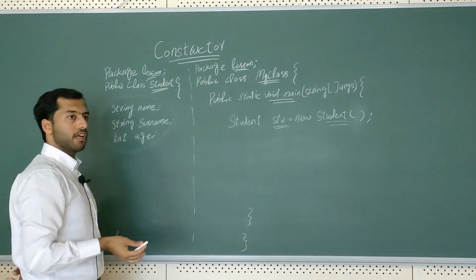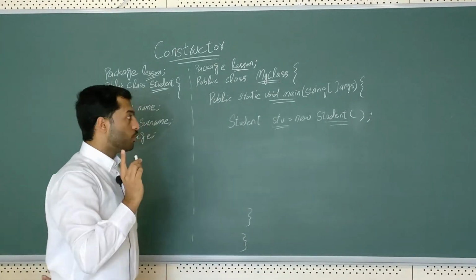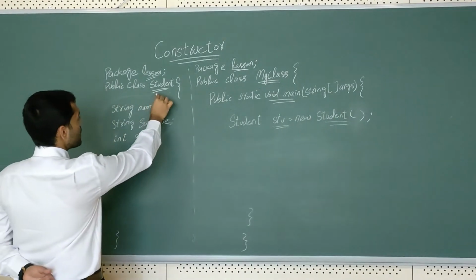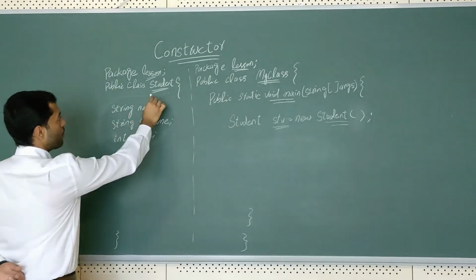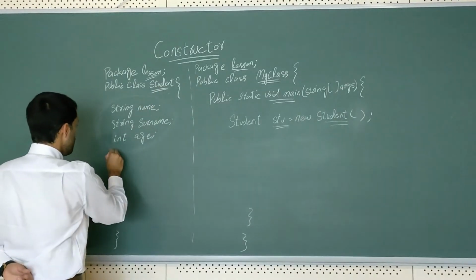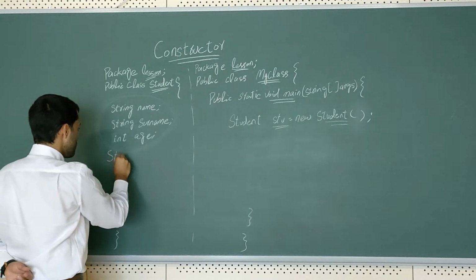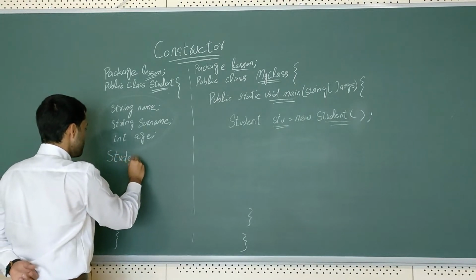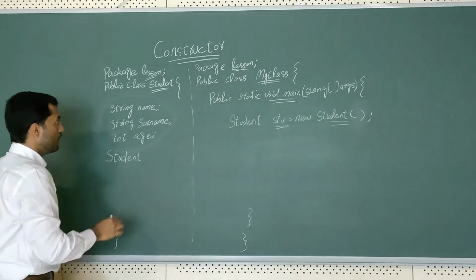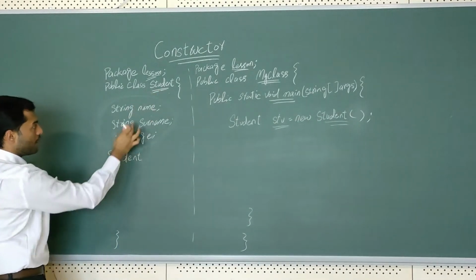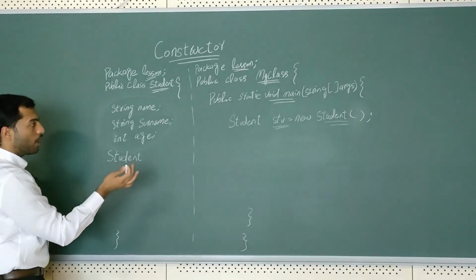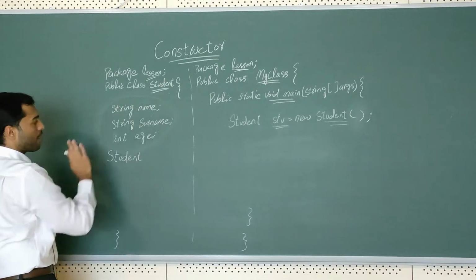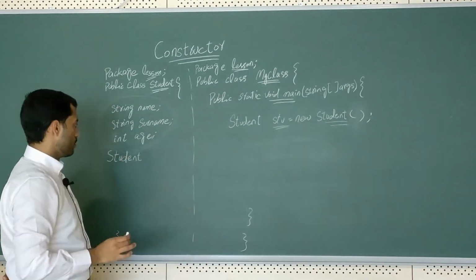So how to create a constructor? Please make sure that to create a constructor, you must give it the same name as your class. My class name is student, so I will write student here. This one, student, and here student. Here are my member variables. Now I want to assign values to these member variables. That's why I am creating a constructor.